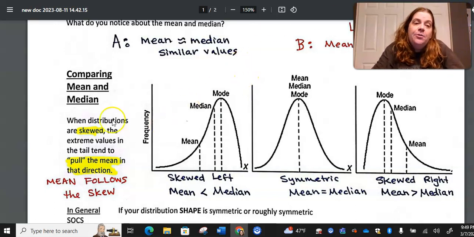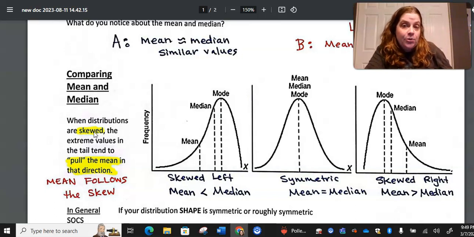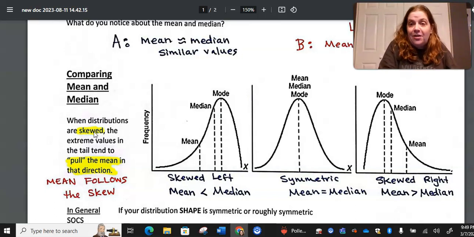And one thing I do notice is that when distributions are skewed, those extreme values in the tail, those really low numbers or really high numbers, tend to pull the mean in that direction. So the mean follows the skew.